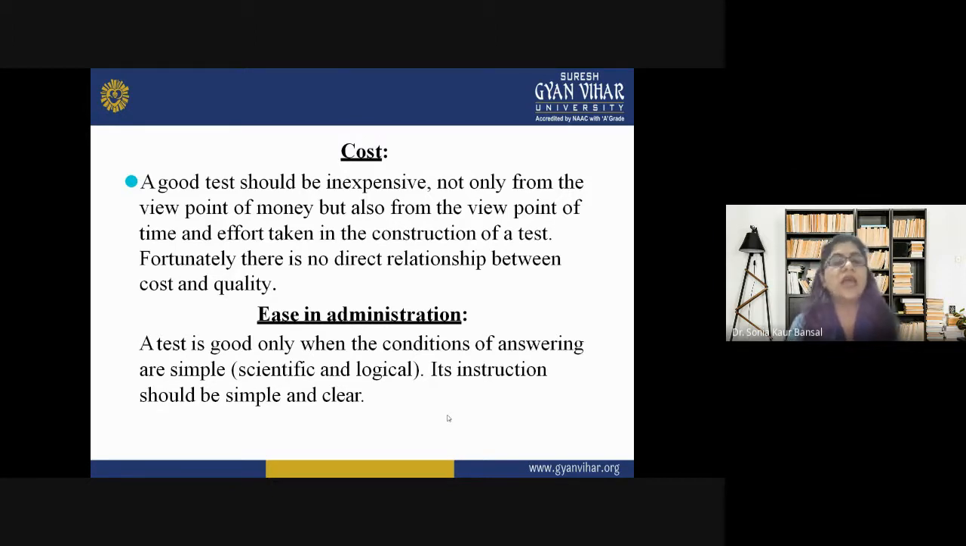Then ease in administration. We are talking about testing that should not be very typical or very difficult to administer on a population or a sample. So testing is good only when the conditions of answering are simple, scientific, and logical. Its instructions should be very simple and clear, and understandable by the students.